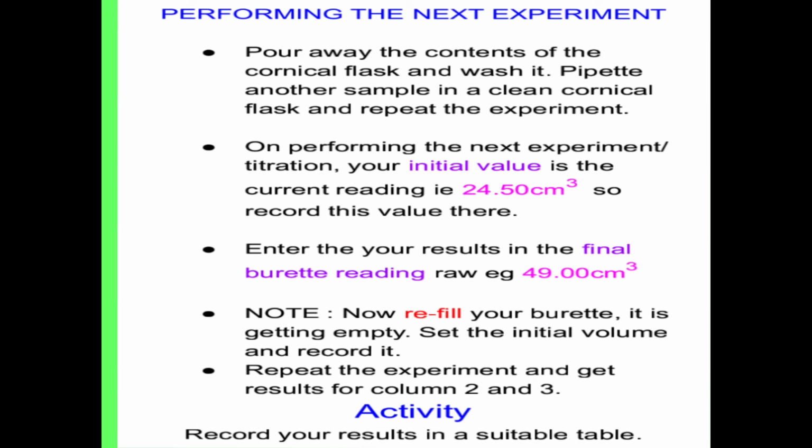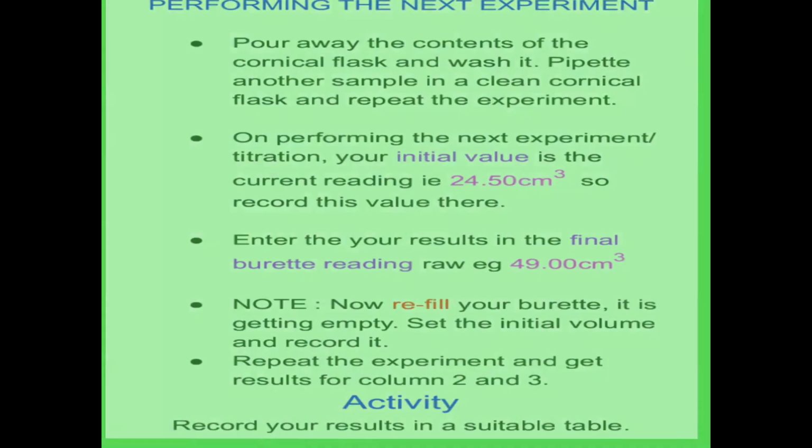We have used our initial volume as 24.50, 25.0 cubic centimeters, and our final volume as 49.00. So we are going to record those values in our table and we see how that table will look like. I'm going to give you some few seconds. Okay, I think that's enough. Now let us look at that table. You've made yours. Now mine is going to look like this.